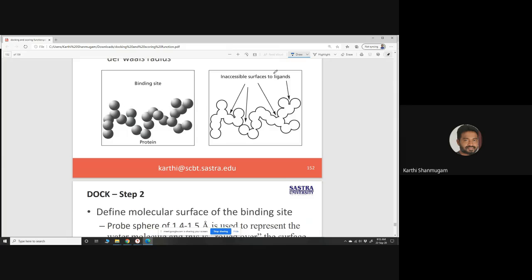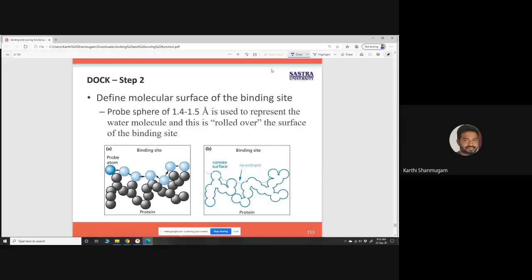So the second step is we have to take some probe molecule or probe atom. It can be either an atom or a molecule. If I say water, it's a probe, since water is a molecule. For this case, the size of the sphere should be in the range of 1.4 to 1.5 angstrom. That range is actually the size of the water molecule, so that's why we call this running the water molecule.